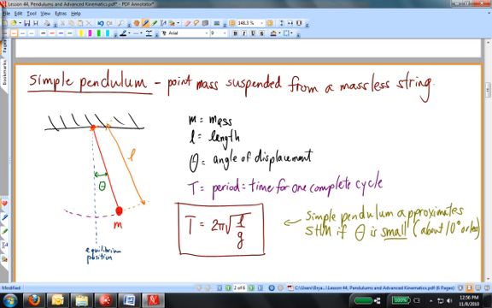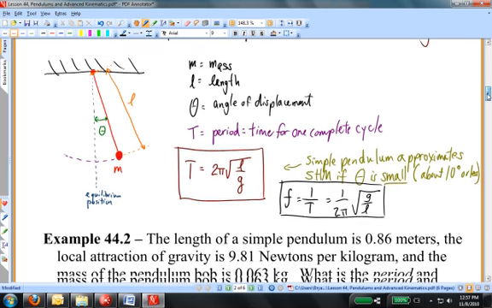You may also recall that the frequency, the number of vibrations or oscillations per second, is the inverse of the period. And so for a simple pendulum, you'll take the reciprocal of this equation for the frequency. With these equations in mind, let's solve some numerical problems for the simple pendulum.